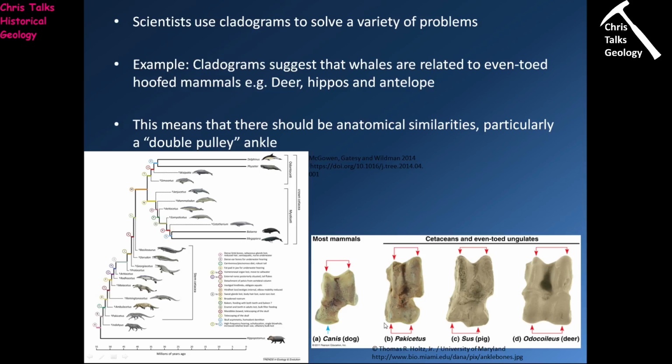So these are mounting points for tendons. So in the case of the hoofed mammals, we clearly have 4 of them. In the case of a dog, you can quite clearly see we have the 2 on the top, but we only have the 1 on the bottom.